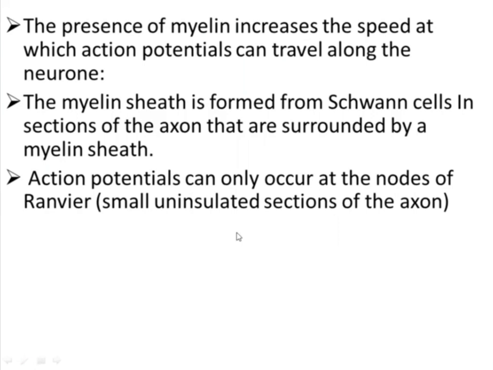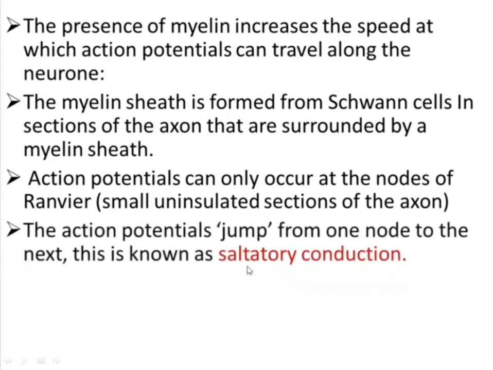In the unmyelinated axon, the action potential travels along the whole of the axon. That's why it is slow. In the myelinated axon, the action potential travels at the nodes of Ranvier. So the action potential jumps from one node to another node, right? This is known as saltatory conduction.